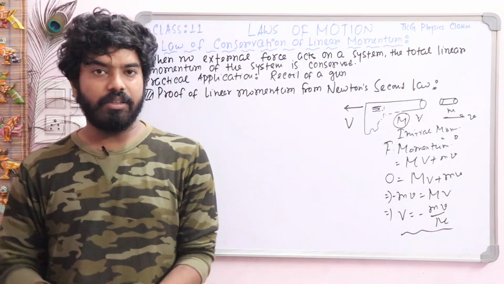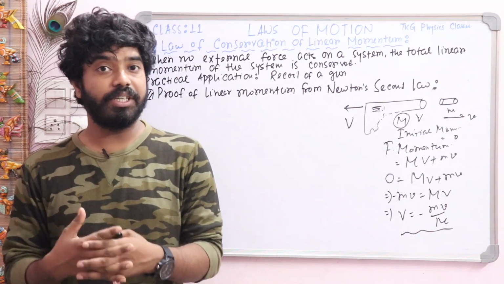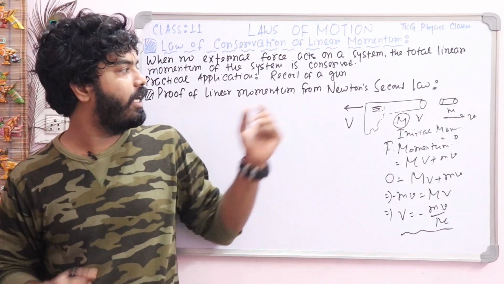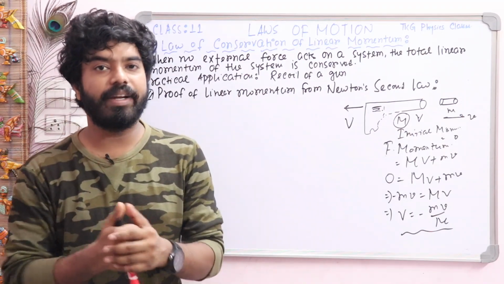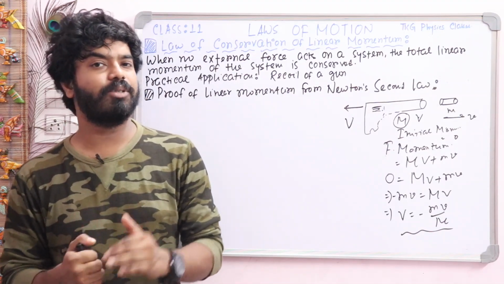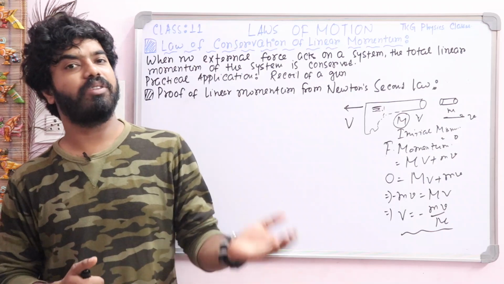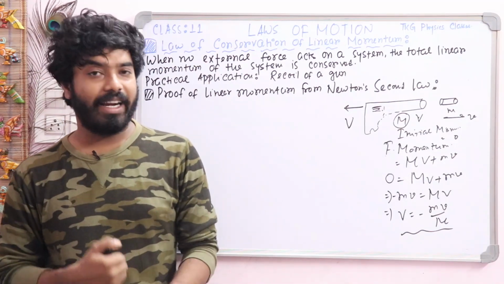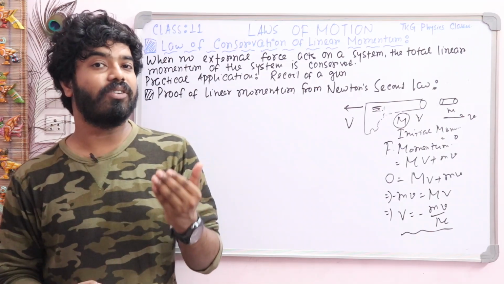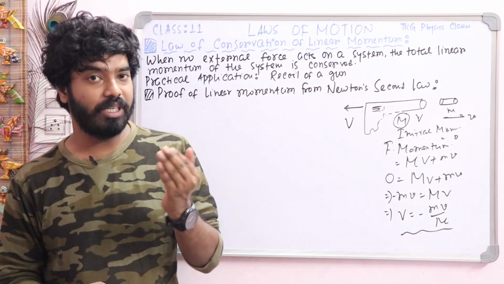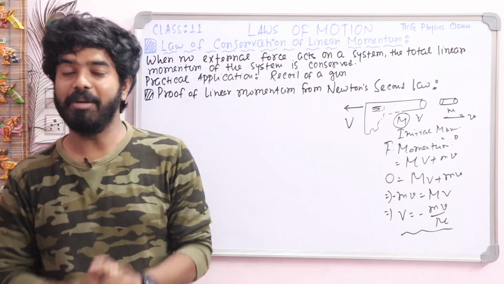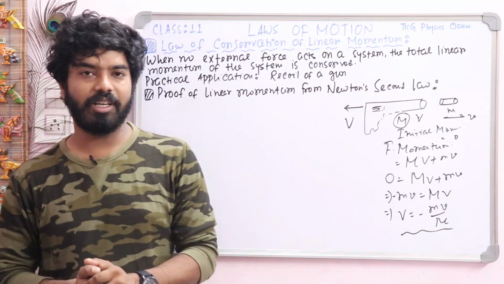Now in this video we will prove three theoretical parts. First, we will prove the law of conservation of linear momentum from Newton's second law of motion. Secondly, we will prove the law of conservation of linear momentum from Newton's third law of motion. And vice versa, that is, we will prove Newton's third law of motion from the conservation law of linear momentum. Important part for your theoretical purpose.